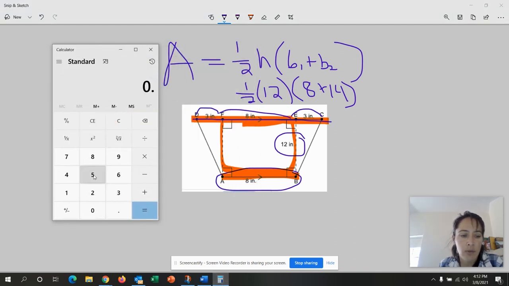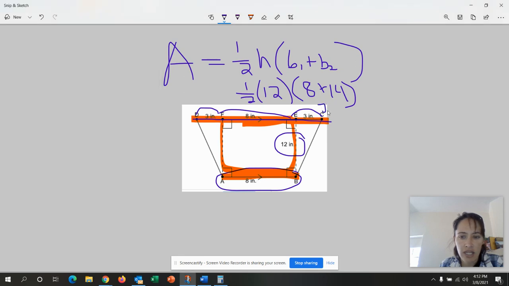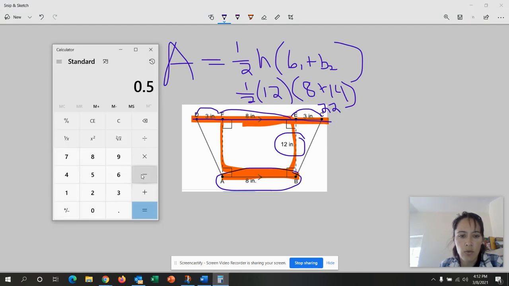You can write 1/2 as a decimal. You can divide 12 by 2 and know that it's 6. And then just don't forget to add these together, which is 8 plus 14 is 22. Okay, here we go. So 1/2 times 12 times 22. That's perfect. 132 square inches.